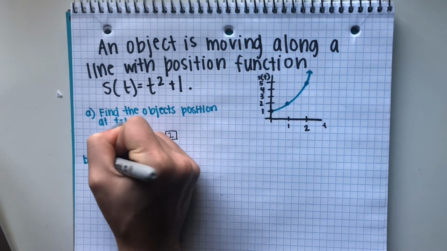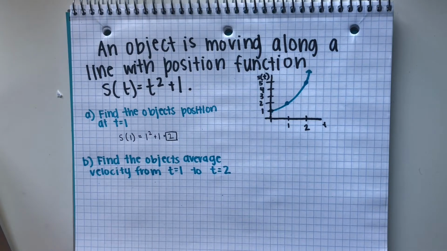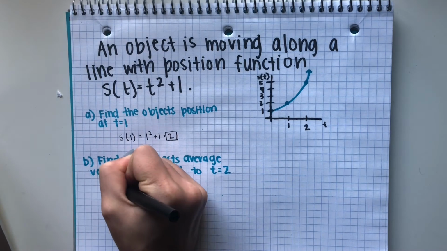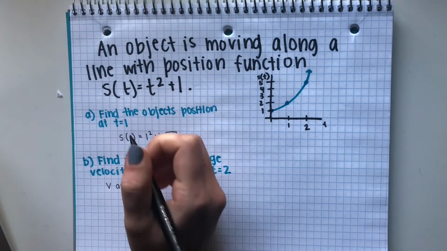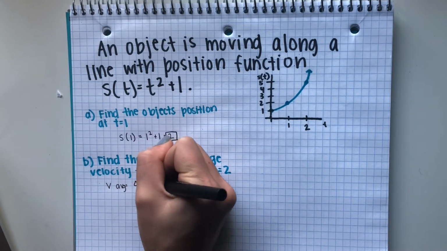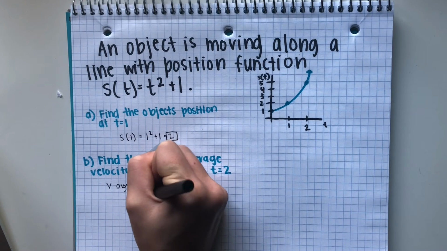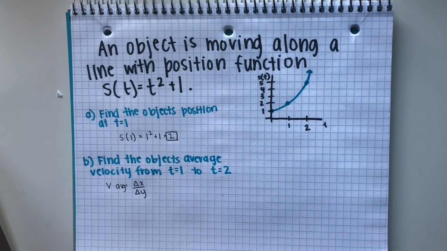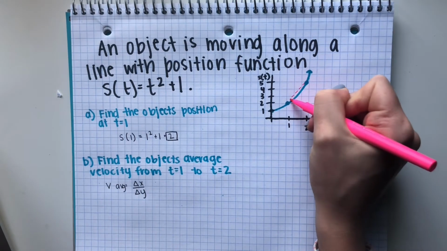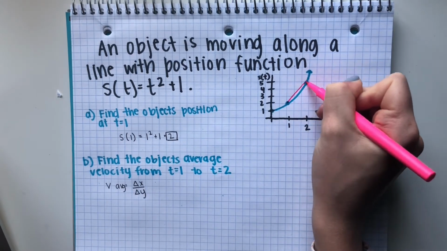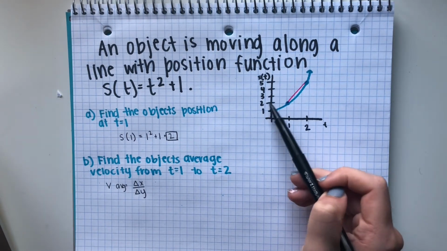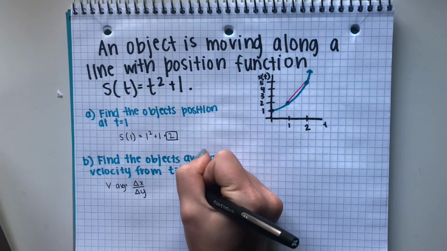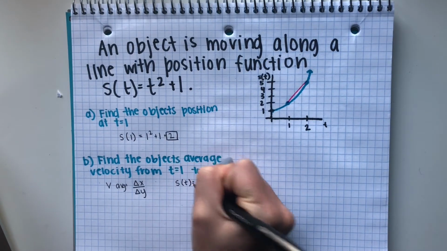Now we have question B. Question B asks us to find the object's average velocity from t equals 1 to t equals 2. And we know from before that average velocity equals change in x over change in t. So if you look at the graph, we're finding the slope of the pink line, or the secant line, between the 2 points. Because we already have the value of s of 1, we have to find the value of s of 2.